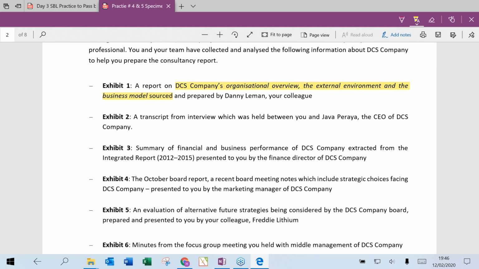Need focus, Huda. Yes, I get your point. We need to focus on this exhibit. Exhibit 2, a transcript from an interview held between you and Jay Priya, the CEO of DCS company. Again, any interview with the CEO might be interesting. Could be multiple exhibits.